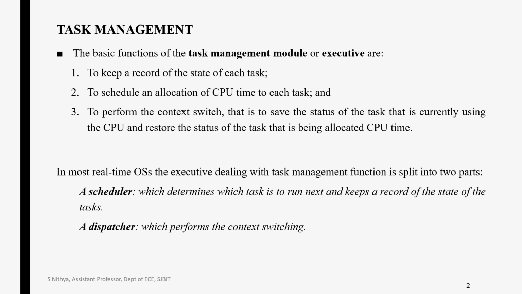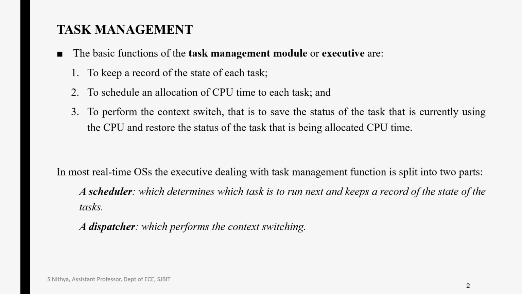The basic functions of task management: first, keeping a record, that is, keeping track of the states of each and every task. Then to schedule the allocation of CPU time to each and every task, and to perform context switching. That is, to save the status of the task that is currently on the CPU and restore the status of the task that is being allocated to the CPU.